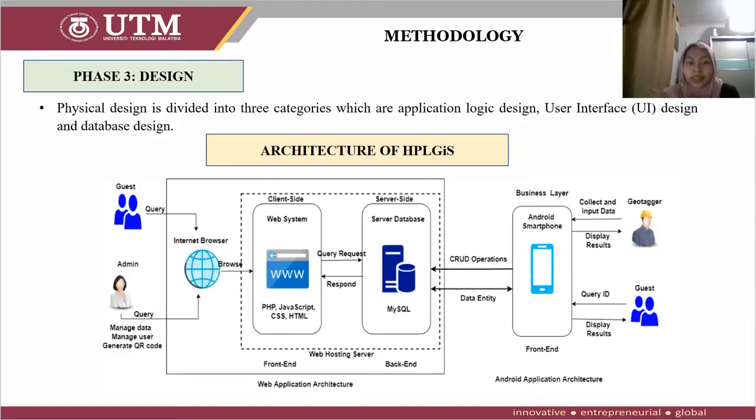In the design phase, the physical design is divided into 3 categories, which are application logic design, user interface design, and database design. This figure shows the architecture of the Hutan Paya Laut geotagging and integration system, which involves the web application architecture and the Android application architecture. The web application will visualize all data collected, whereas the Android application will act as a field data collector. Both applications connect to each other by updating the real-time data that we have stored in the MySQL remote database on the web hosting server.